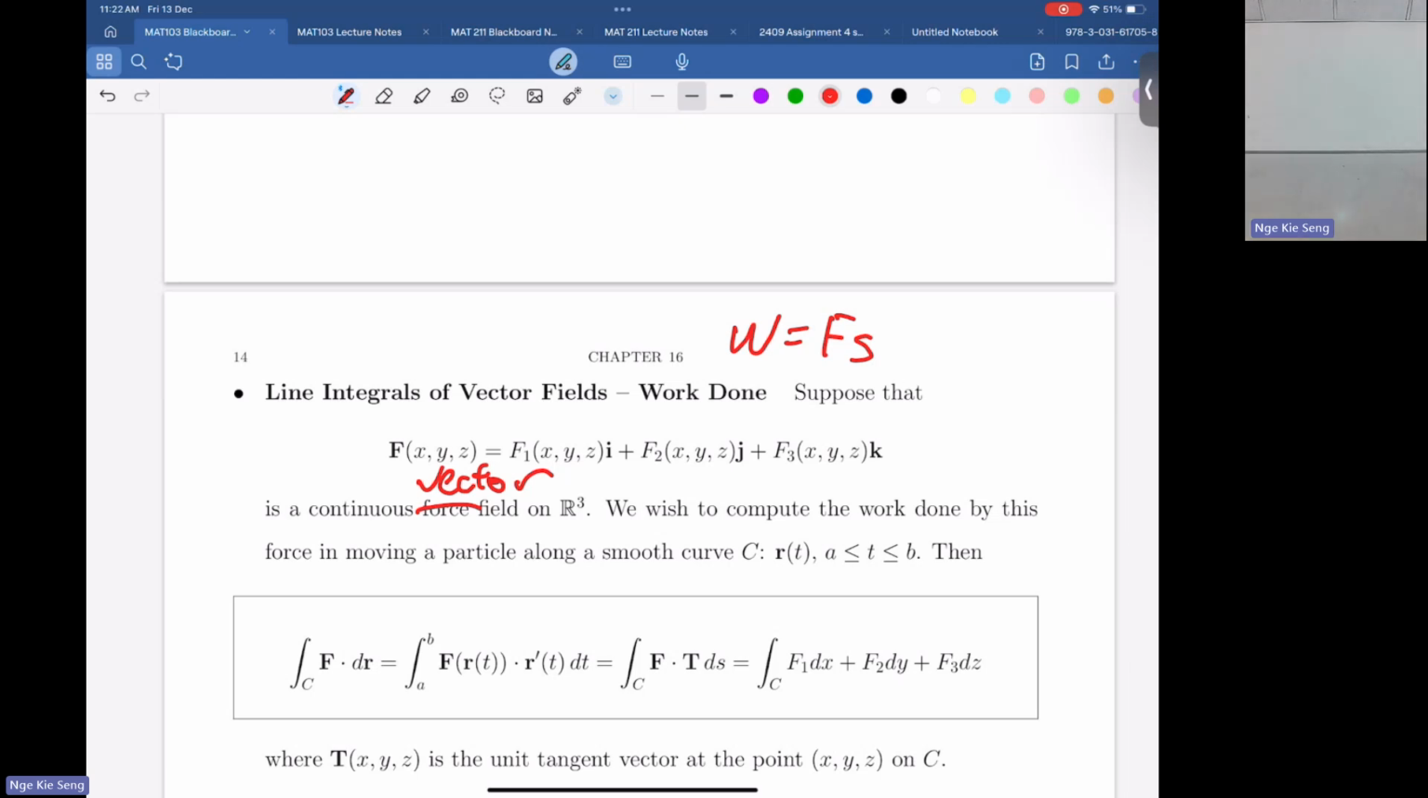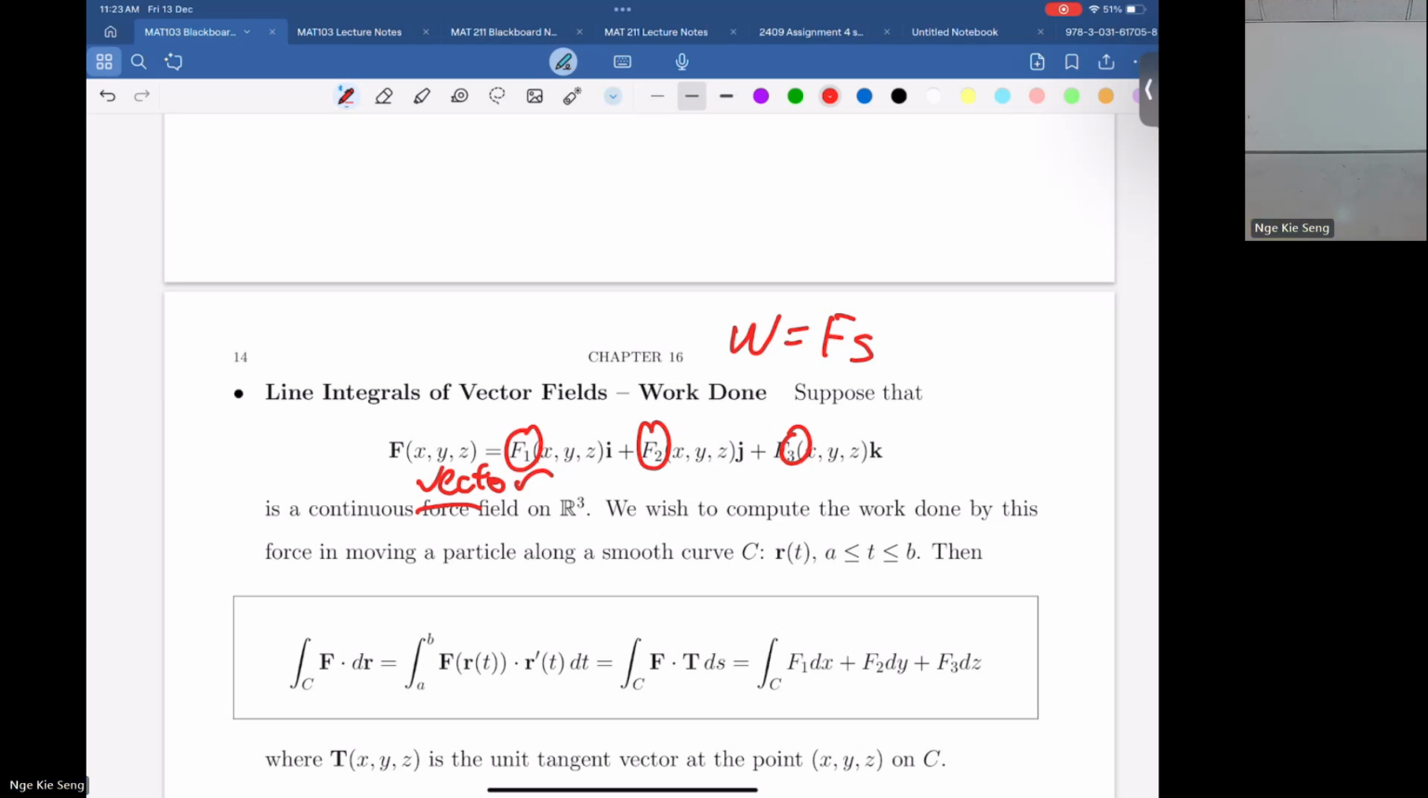So what does continuous refer to here? This F1, F2, and F3 are continuous. But is this F1, F2, F3 a scalar field or a vector field? Scalar field. So this F1, F2, F3 should give you a number. Three numbers in different directions make up a vector. So basically you use scalar fields to define a vector field.